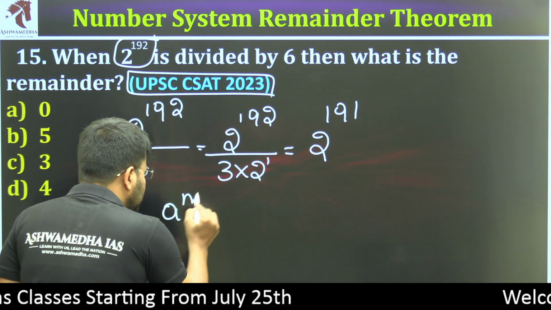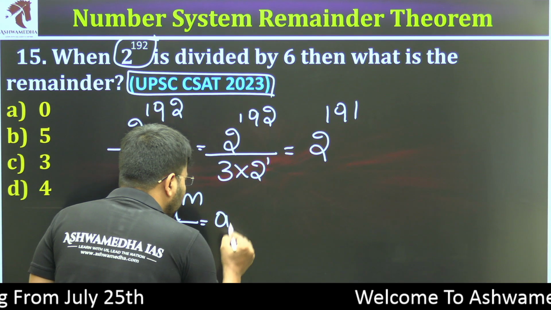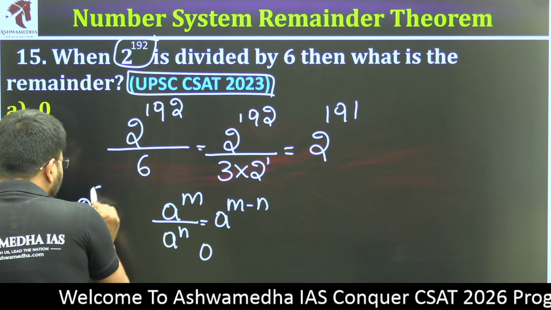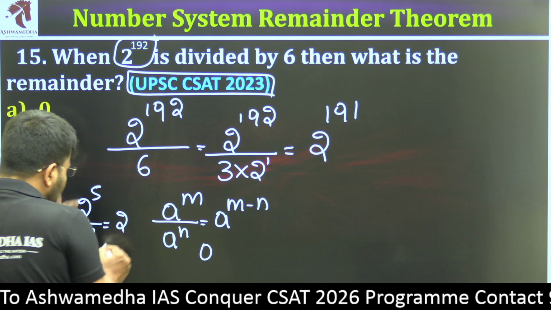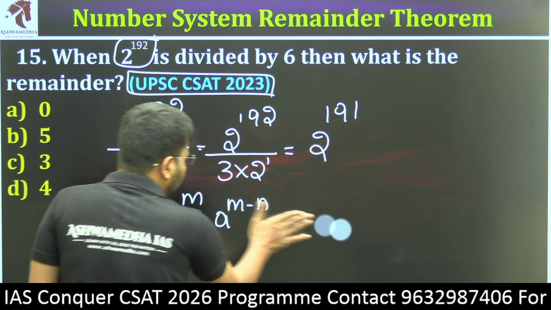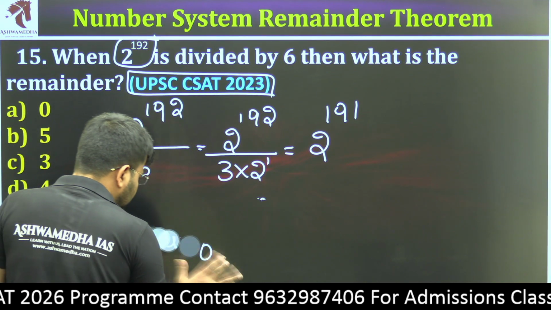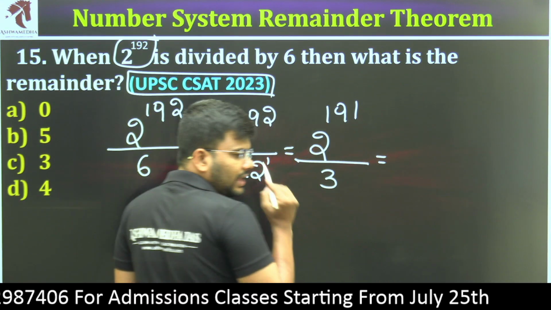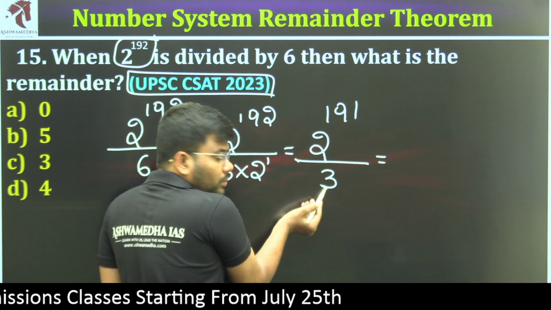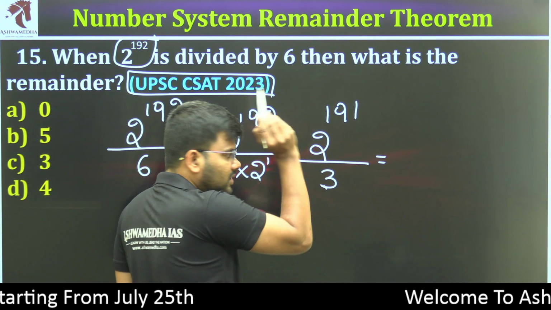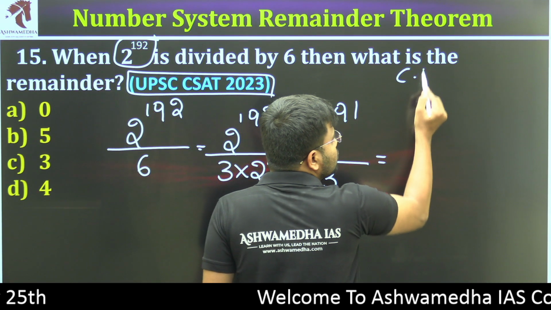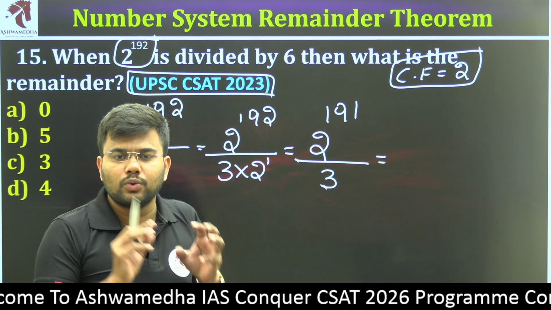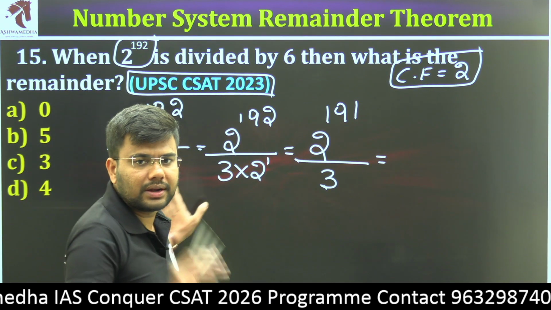Law of exponents: a to the power of m divided by a to the power of n is equal to a to the power of m minus n. For any number, 2 power 5 divided by 2 power 3 means 2 power 5 minus 3, which is 2 power 2. I hope you know all these things. Now 2 power 191 divided by 3. For the denominator you are supposed to write plus or minus 1. So here the cancellation factor is what? You are not supposed to forget this cancellation factor. UPSC tends to make this trap, and if you forget that cancellation factor and put the remainder you get, then you will get a wrong answer.